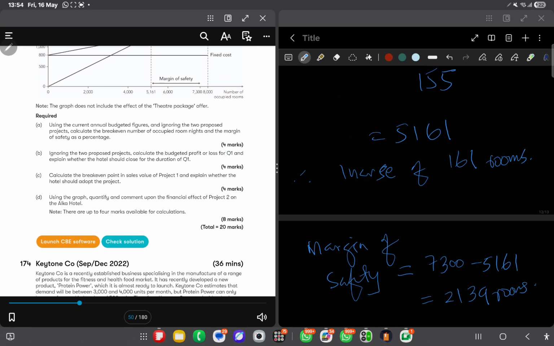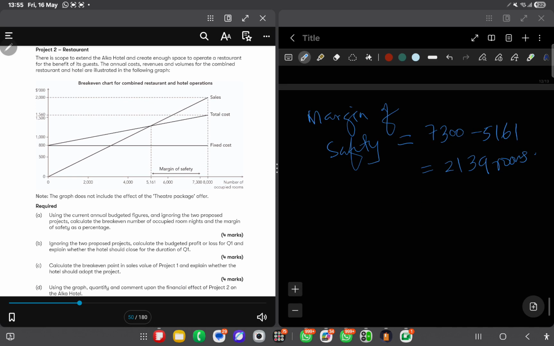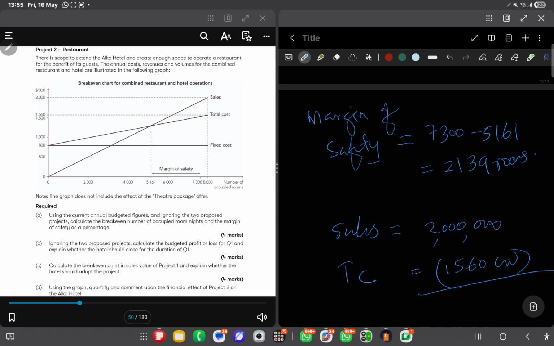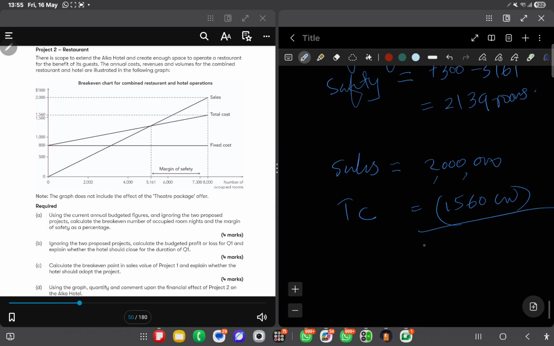Upon using the graph, quantify and comment upon the financial effect, and then we can calculate the profit on this. So the total sales 2 million, total cost as we know 1,560,000. So we are making a profit of 440,000.